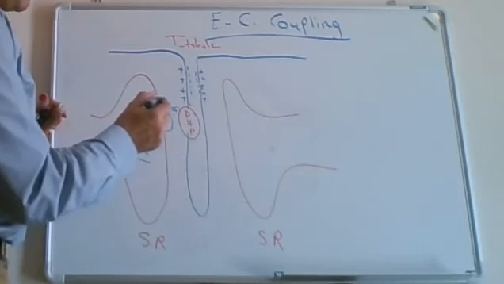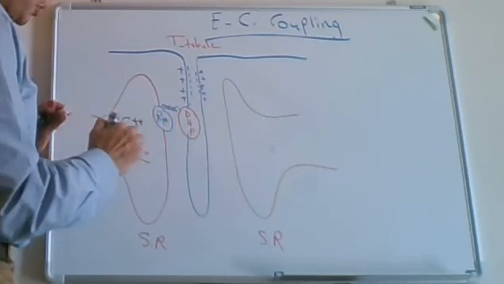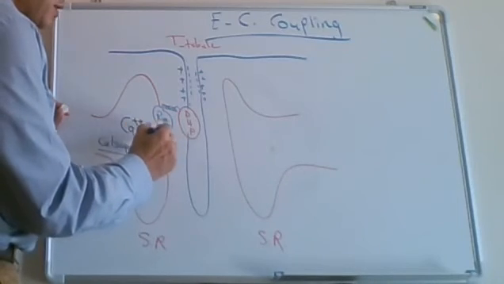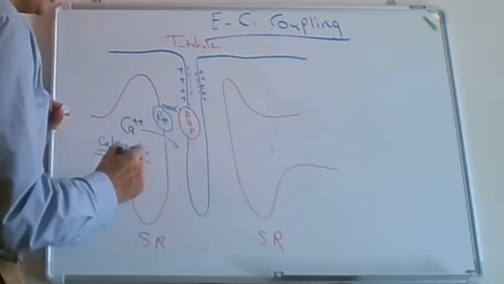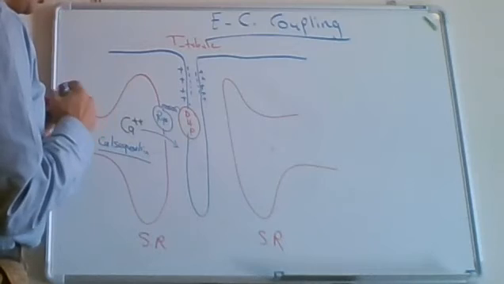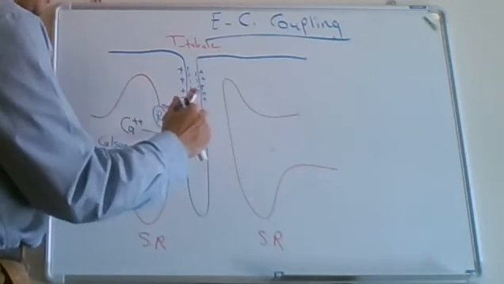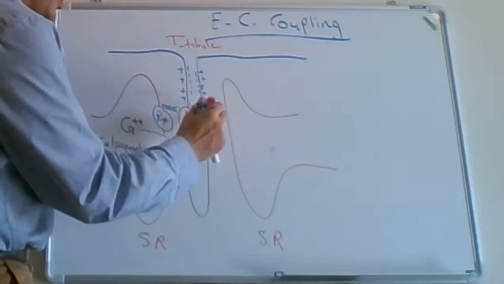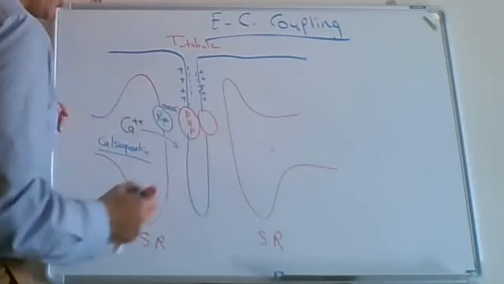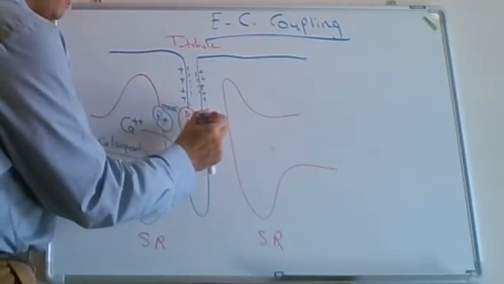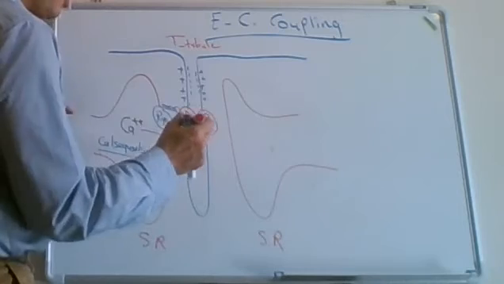Ryanodine receptor activation produces what? Release of calcium from the sarcoplasmic reticulum. So again, spread of the depolarization wave along the T tubule produces activation of dihydropyridine receptors.